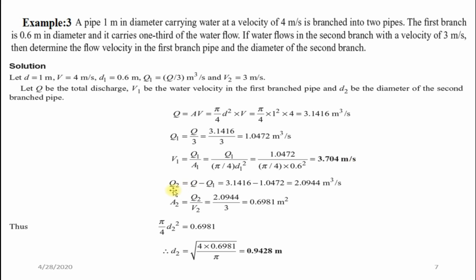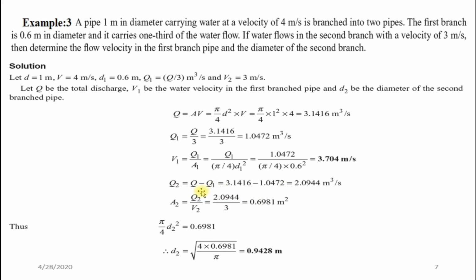Then what about Q2? Total Q is nothing but Q1 plus Q2. You have Q value 3.14. Q2 you can find out because Q is equal to sum of Q1 plus Q2. Therefore Q2 is equal to Q minus Q1. All values we have, substitute and get the answer as 2.09 meter cube per second.